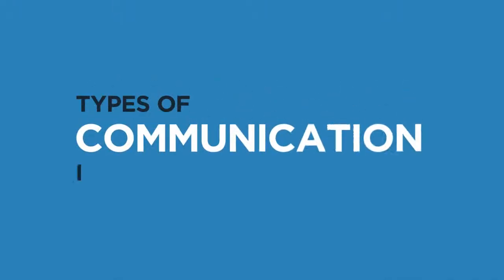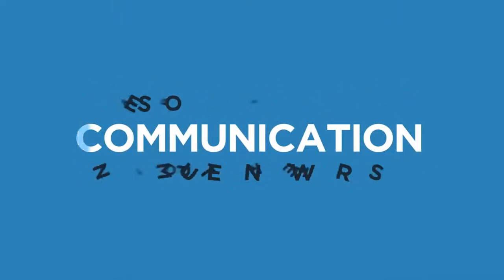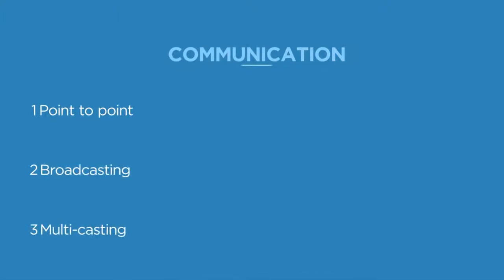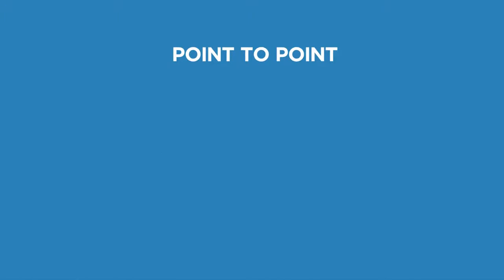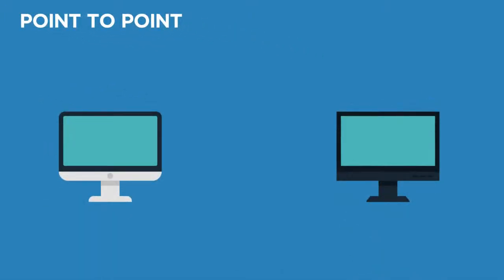Let's see the types of communication in computer networks. Communication can occur in three ways, and they are point to point, broadcasting, and multicasting. In point to point, as the name suggests, two computers directly communicate with each other, that is, one to one.